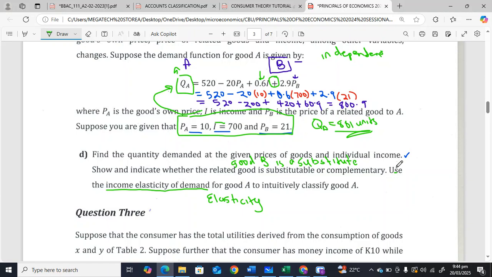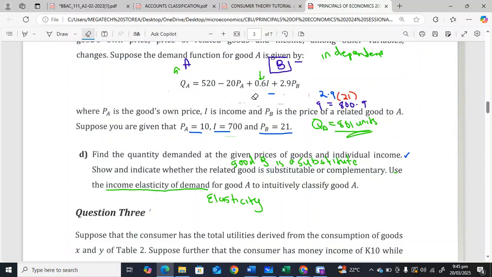But since they want us to use income elasticity of demand, we'll have to do a bit of calculus so that we solve. It's not a lot of solving, just a bit, to verify that this is a normal good. So let me erase this here. Did I do calculus with you guys before? I haven't done calculus with you, huh?